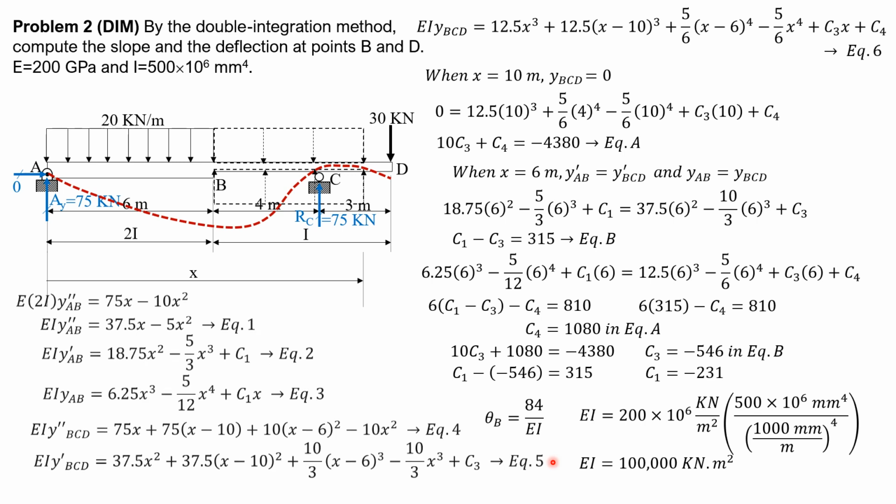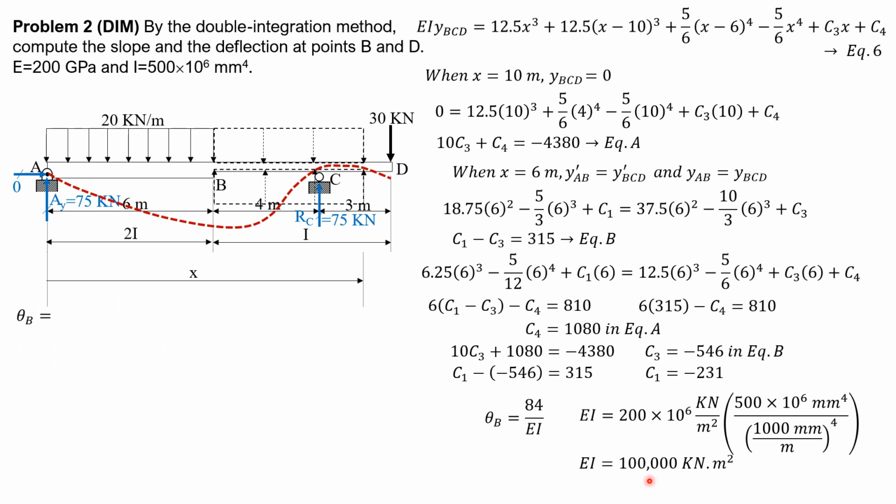So that theta B is 84 divided by 100,000. So theta B is 8.4 times 10 to the negative 4 radians. So that's the value of theta B.